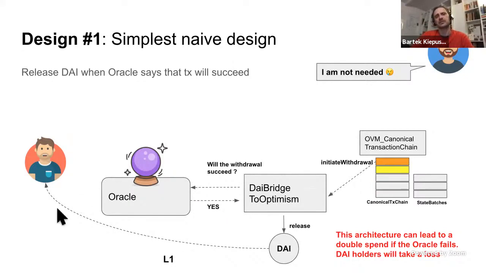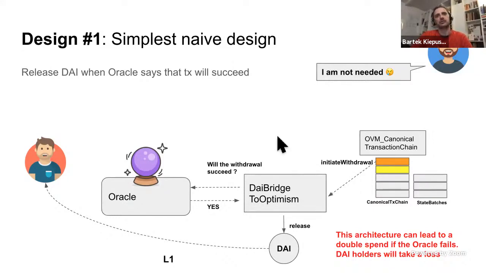So that looks very simple. It does not introduce any additional trust assumptions except for the oracles themselves. But it is actually important that this scheme is dangerous, because if the oracle fails, then this architecture can actually lead to a double spend. And I don't have much time to explain why this is the case, but I leave it to all interested viewers to think a little bit about it.